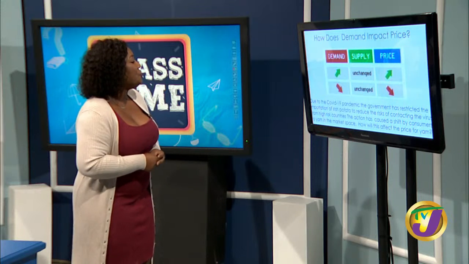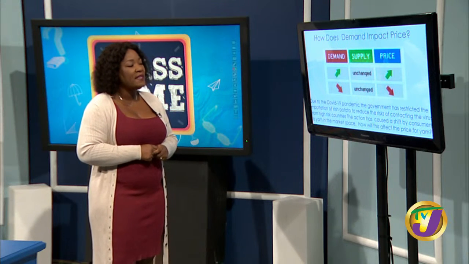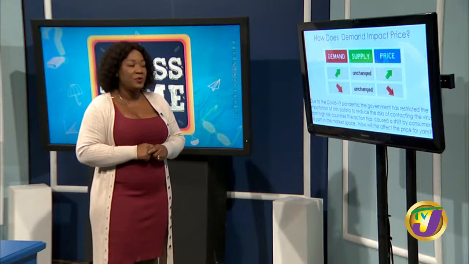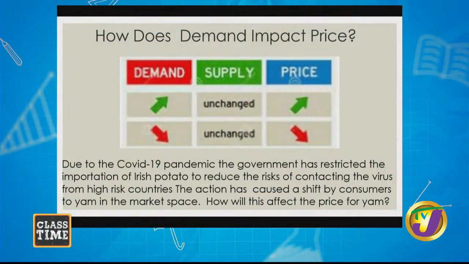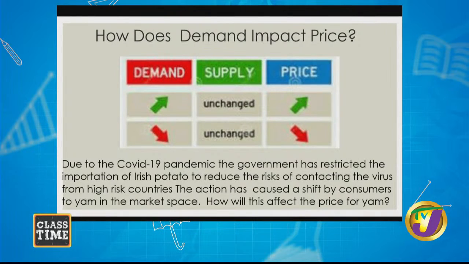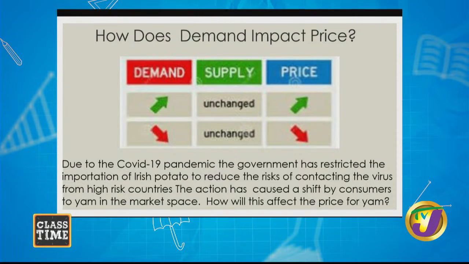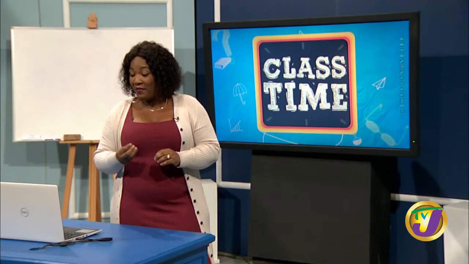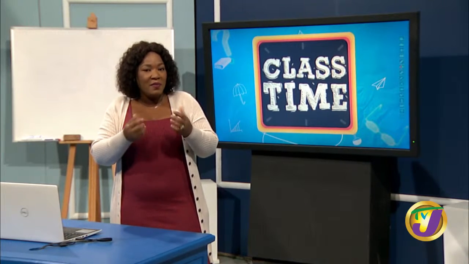Let's look at a scenario case today. Scenario 1. Due to the COVID-19 pandemic, the government has restricted the importation of Irish potato to reduce the risk of contracting the virus from high-risk countries. The action has caused a shift by consumers to yam in the market space. How will this affect the price for yam? This question was actually structured by one of my class batch, Mr. Colin Chen. So let's look at the question further. If we're going to break down this question, it's asking you more than one thing. One, we have an item that is no longer being drawn into our country.